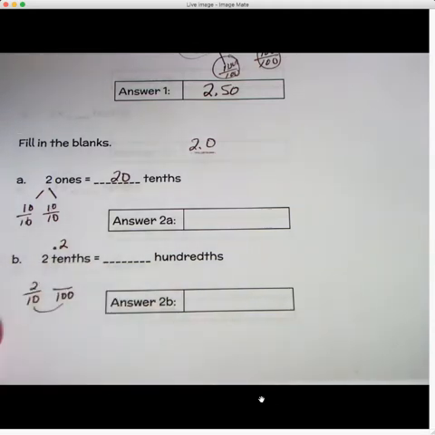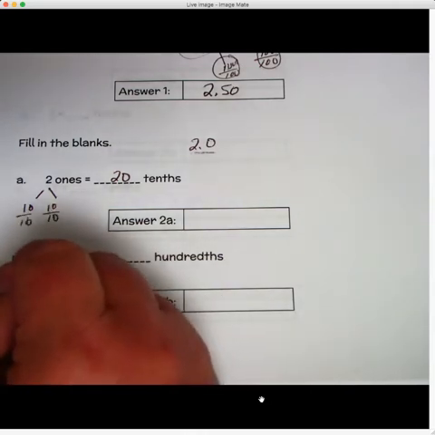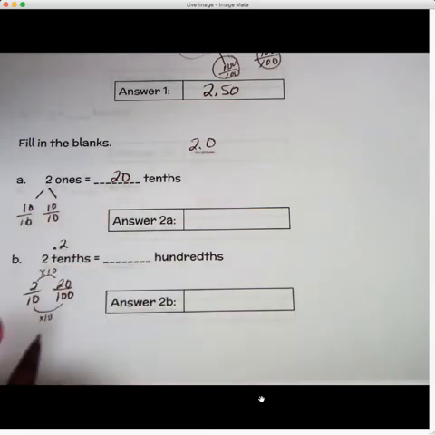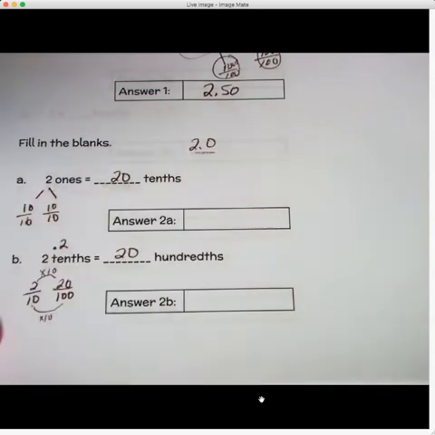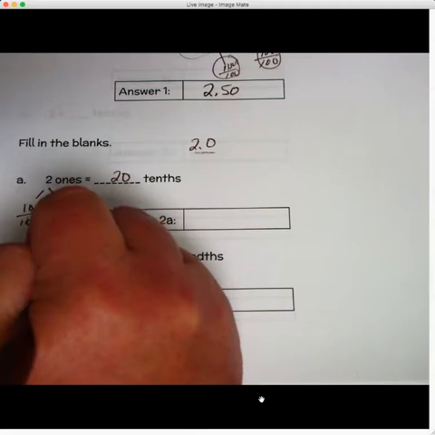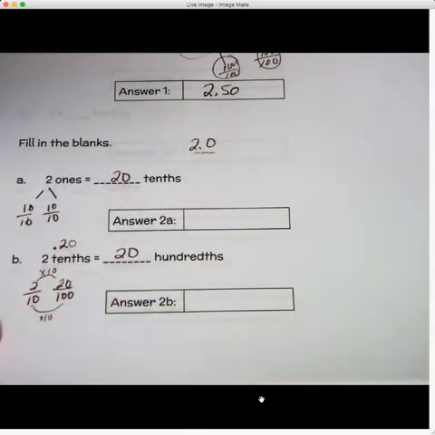This is what you're doing in your extra social studies this week. Now you know why we're doing it, to get a hang of this better. So we're doing 10 times 10 is 100. 2 times 10 would be 20. So 2 tenths would be 20 hundredths. Think about this: 2 tenths looks like that. If I add the 0 after it, it looks like 20 hundredths, doesn't it? Okay, moving on.